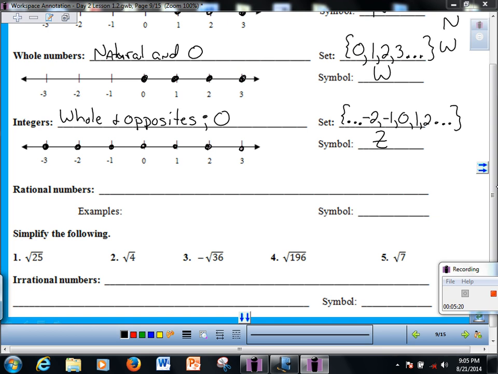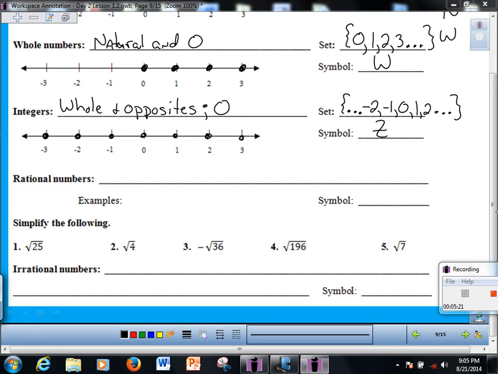Okay. Now, the next set, and getting a little bit bigger then, would be what we refer to as our rational numbers. Rational numbers would be this. This would include our fractions. This would also include our decimals that terminate. These also include our decimals that repeat.